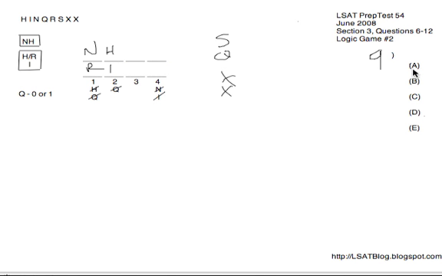H on 3, no, H is on 2, so A is gone. H on 4, no, again, H is on 2, so A is gone, so B is gone. I on 3, no, I is on 2. S on 2, no, 2 is full with H and I, leaving E. And of course, S on 3 is possible, so E.